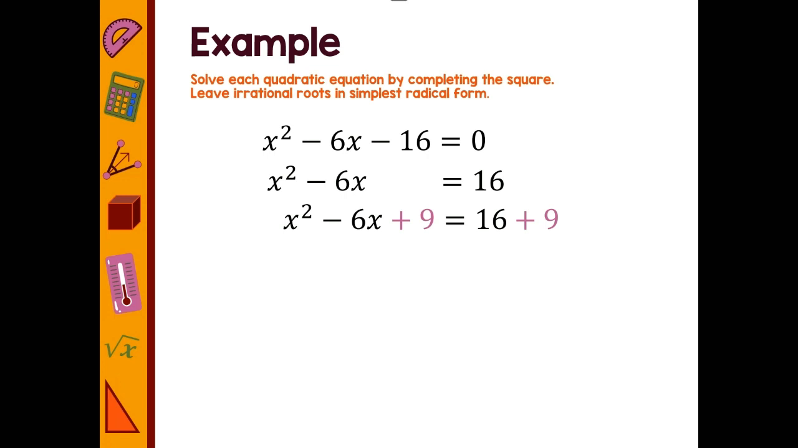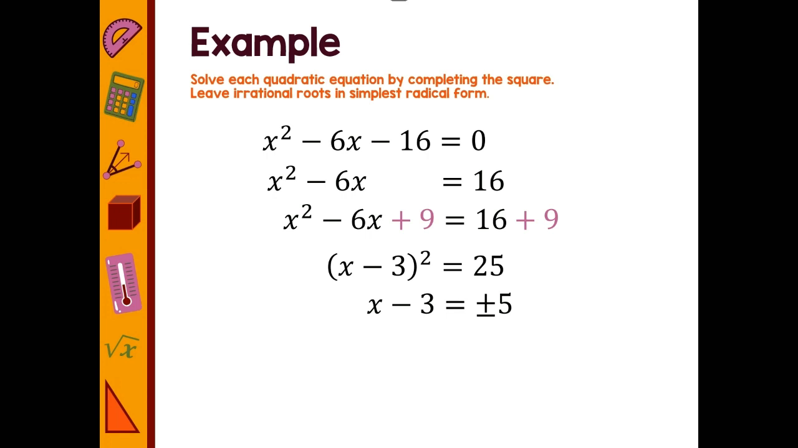Then on the left side, I can factor as a perfect square trinomial. Completing the square, the simplest form would be x minus 3 squared. Square root of the first term, square root of the last term, sign of the middle, and then 16 plus 9 is 25. Now that I have the squared term isolated on one side, I could take the square root of both sides. So I have x minus 3 on the left, and then on the right, 25 is a perfect square. The square root of 25 is 5.